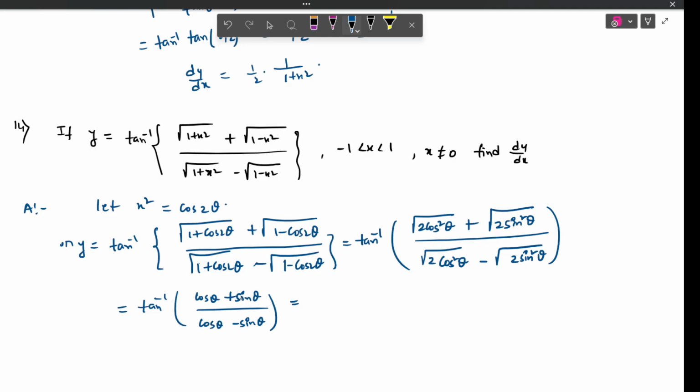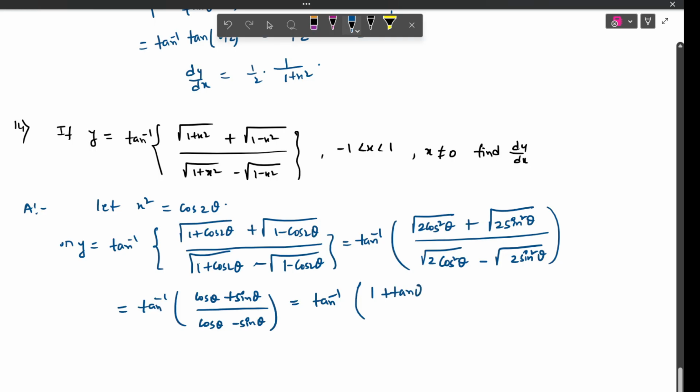If you divide by sin theta in numerator and denominator, you will get sin theta by sin theta, that is 1, cos theta by sin theta, that is cot theta, but sorry, we have to divide by cos theta. Cos theta by cos theta is 1 and sin theta by cos theta is tan theta.